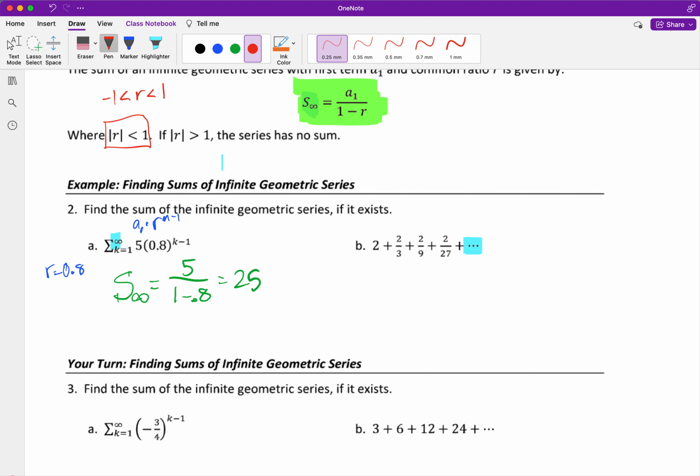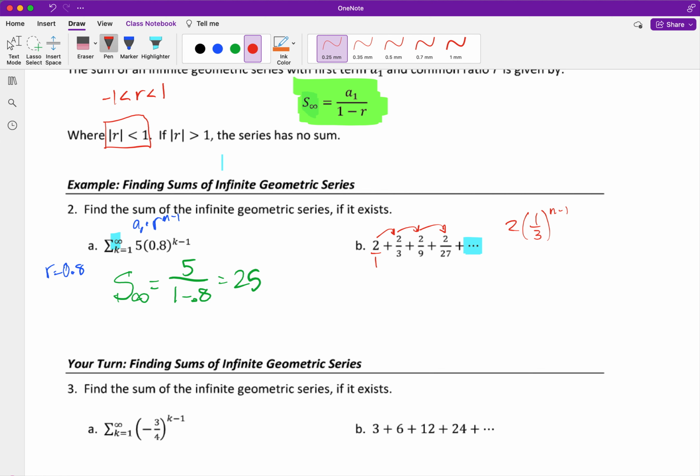So they told us that it's geometric, so we're pretty sure that it's geometric. And if I'm looking at this, I notice that the top always stays as 2, but the bottom is going up by 3, it looks like, right? So if this was 2 over 1, we're doing 1 times 3 is 3, 3 times 3 is 9, 9 times 3 is 27. So I think we're multiplying by 1/3, and our rule would be 2 times 1/3 to the n minus 1.